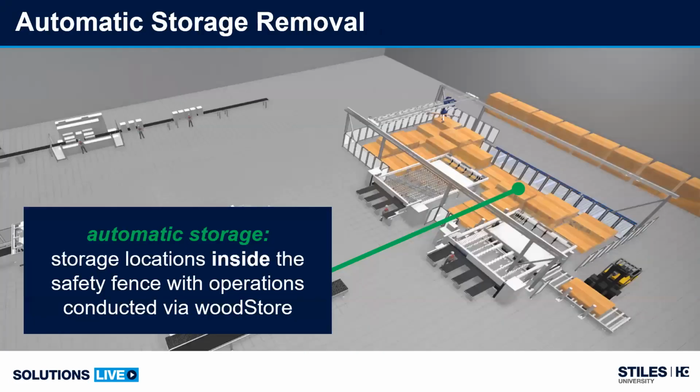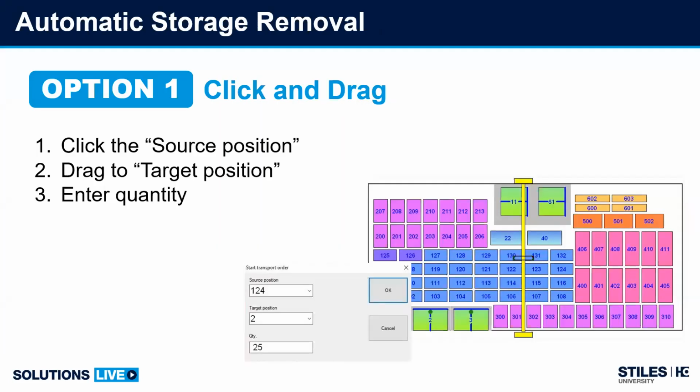So again, we talked automatic storage. That's within the system. It's within the safety boundaries. If you think automatic storage, think the crane. So how do we remove material? The easiest is click and drag. So you can click and drag a stack within the automatic system. So I can go from one location to another. I can drag that material out of the system. I can drag it back in.